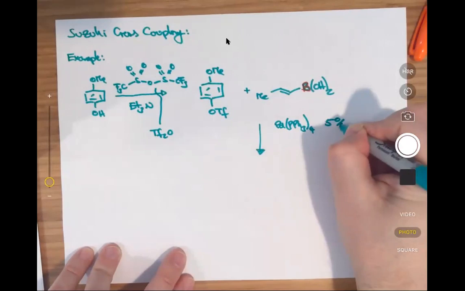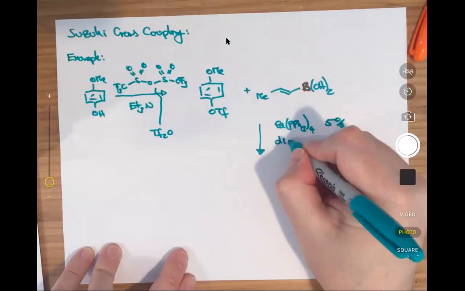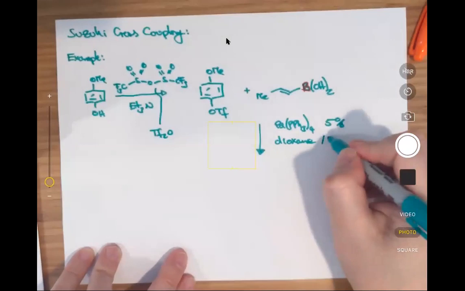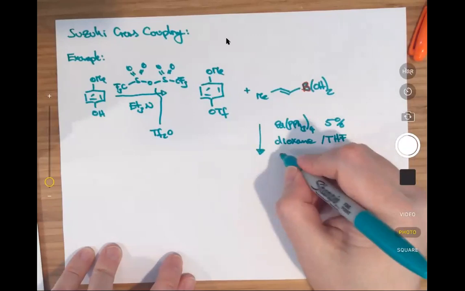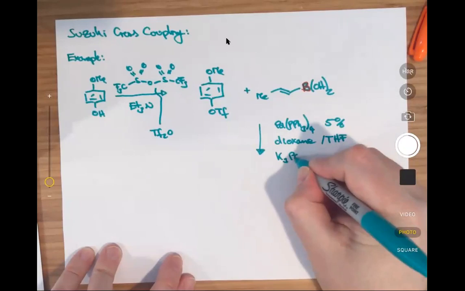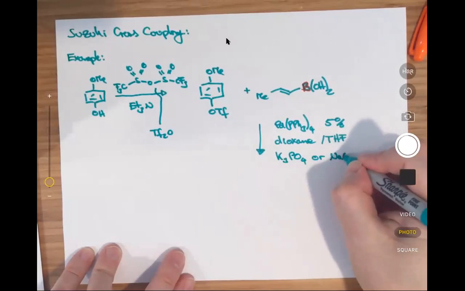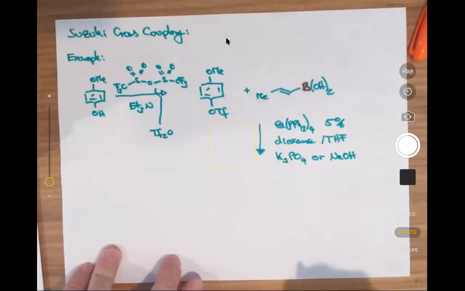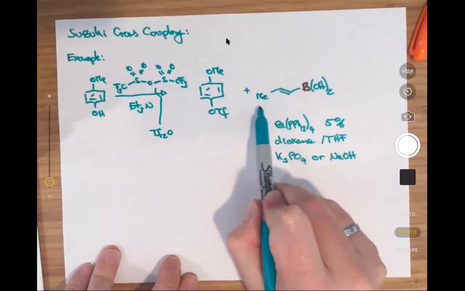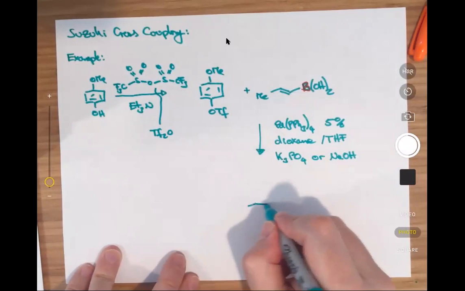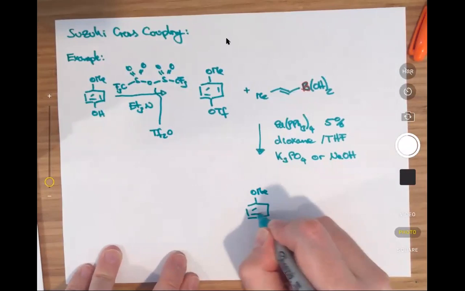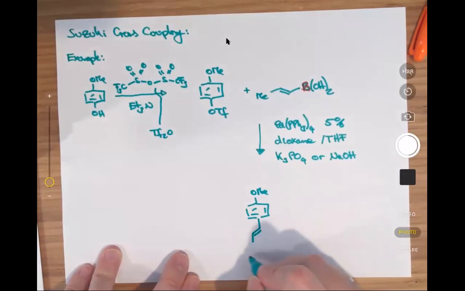Then you need a solvent, let's say dioxane or THF is pretty good for these reactions. And you need a base, and oftentimes these are phosphates, so potassium phosphate, for example, or you can also use sodium hydroxide to make this reaction work. What you get out of this is basically the substitution of this triflate by whatever alkyl residue was attached to your boron. So the product then is forming a new carbon-carbon bond here, and it's giving you this as the product.